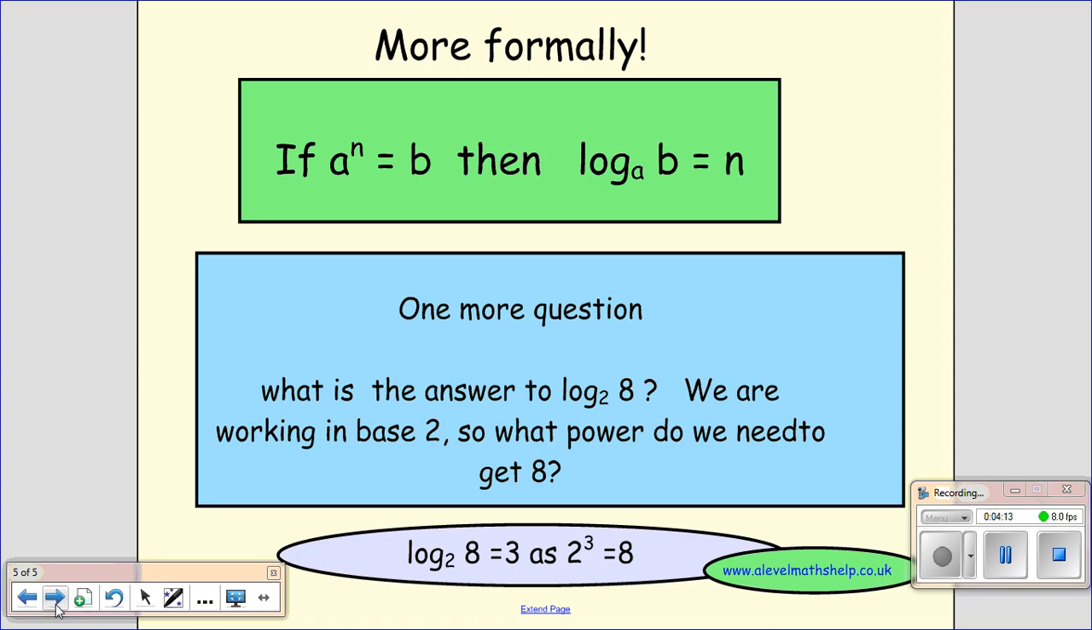Okay, so more formally we write: if a to the power of n equals b, then log of b in base a equals n. So one more, just a quick question, just to make sure we've got it.